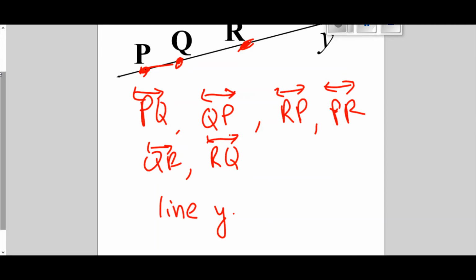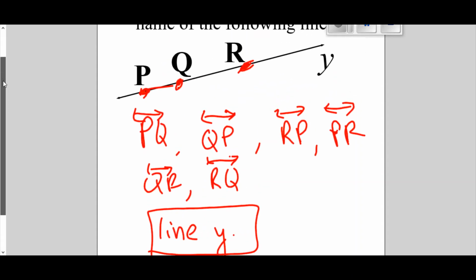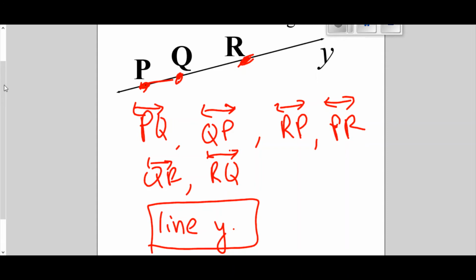The last way that we could write this is as line Y, and I don't think I made it clear in that first example. The way we would name this one, we could also name this one as line Y. So these are the 7 ways that you could name this line. So you would want to write the words line Y.